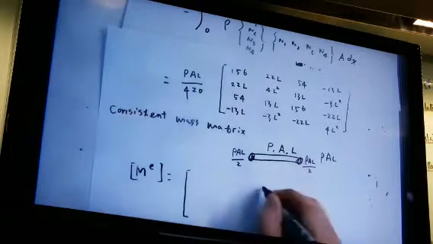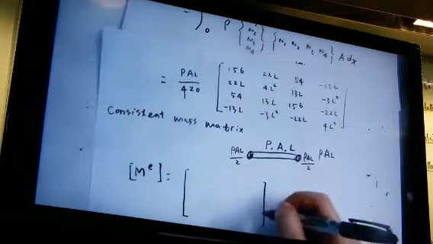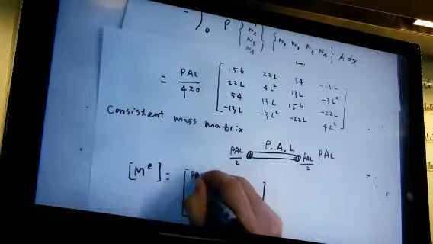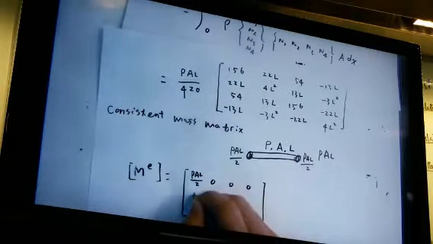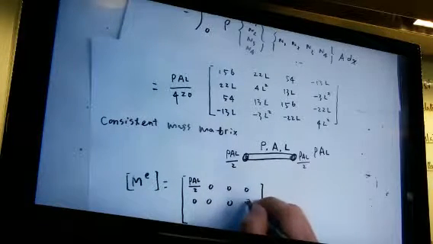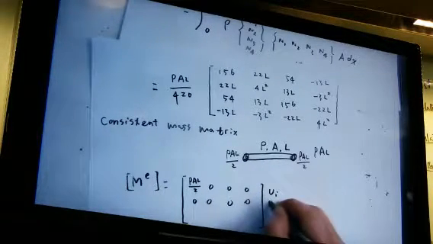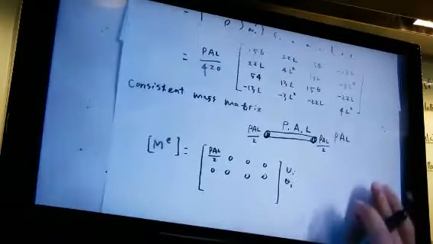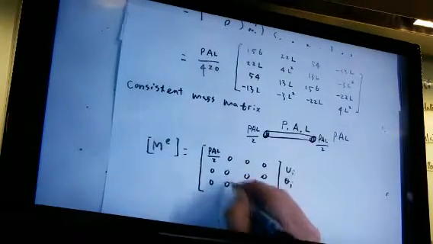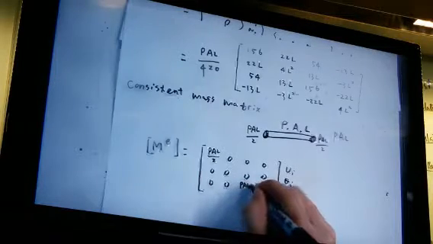So, what is the mass matrix? This one will be rho A L over 2, 0, 0, 0, 0, 0, 0, 0. Why is it 0? Because this is Vi, this is theta i. We just lump the mass into the deflection. And this one is 0, 0. This one becomes rho A L over 2.